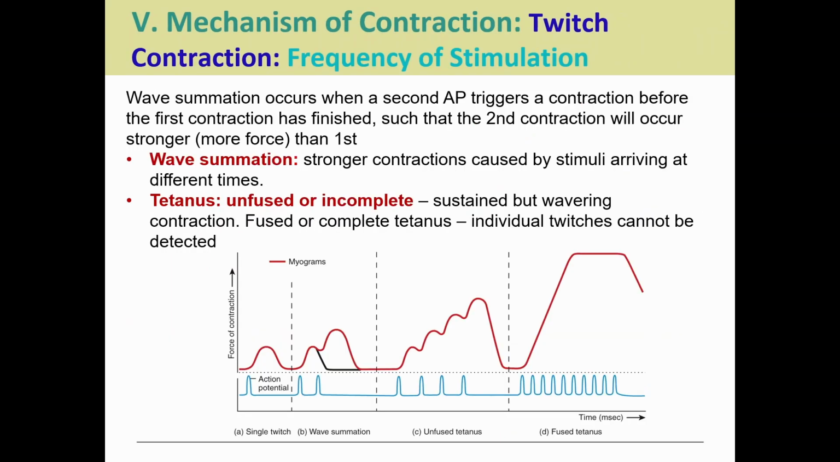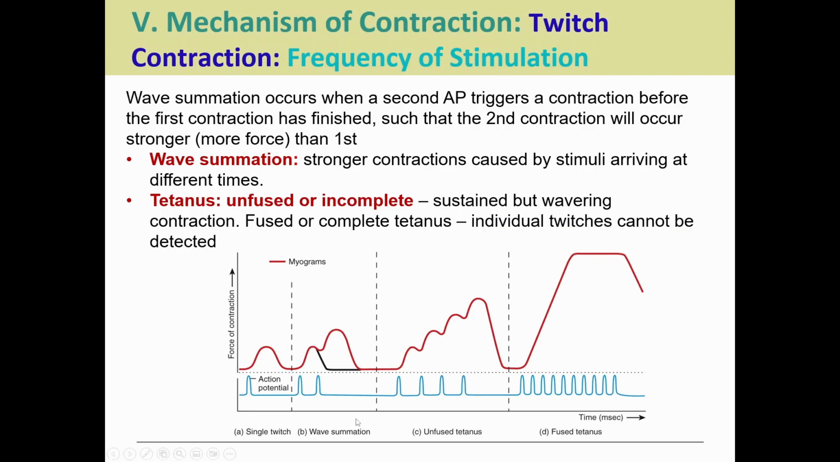And we can look at what's called wave summation when we have a second action potential. But this second action potential is going to trigger a contraction before the first one's even done, and the second one is going to be stronger than the first. So we call this wave summation. The contractions get stronger by stimuli that are coming in at different times. If we can sustain contraction, even if it's wavering, then we have what's called tetanus. If it's unfused or incomplete, it's wavering. If it's fused or complete, then we can't see individual twitches anymore. It all kind of blurs together.